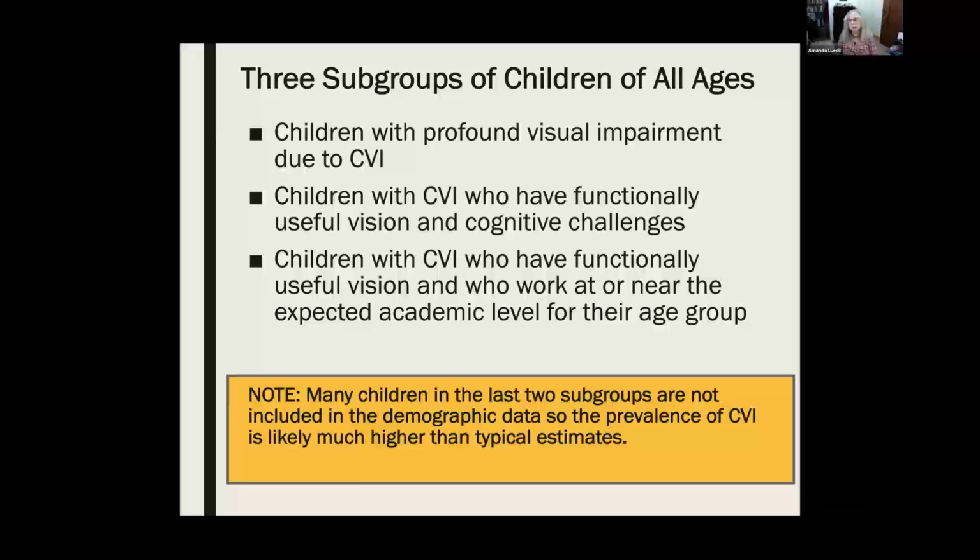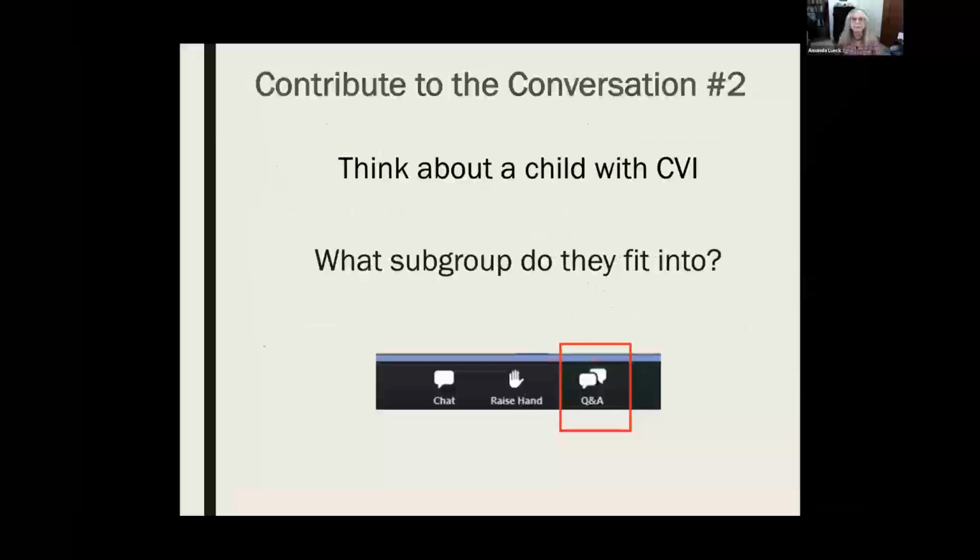And those children in those last subgroups may not be identified for CVI, and their academic, their school, their social, their developmental problems may be attributed to other things. They may have these other things, but they may also have CVI. So think about a child who has CVI. What subgroup do they fit into?